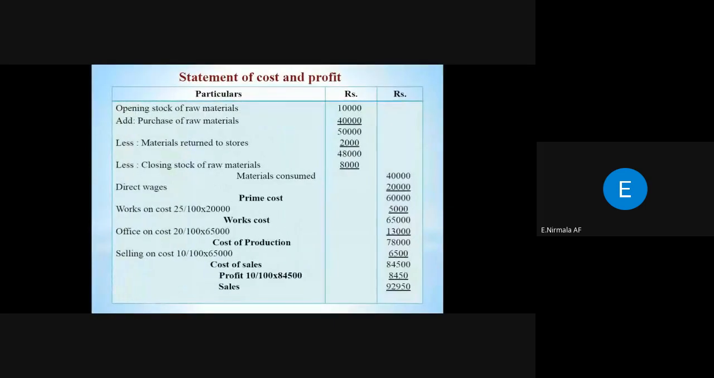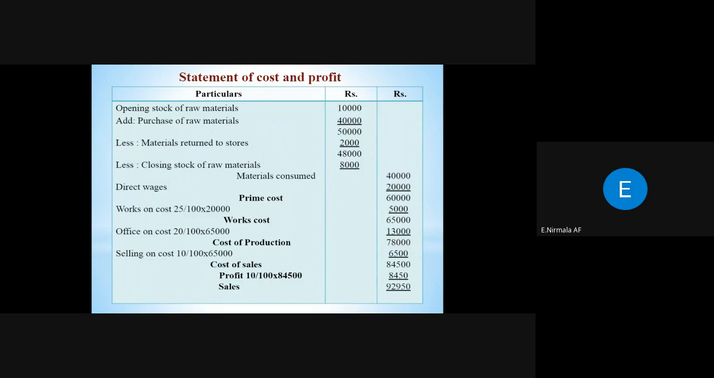Now solution. Statement of cost and profit. First one, opening stock of raw material. You have to add purchases and you have to deduct the material you returned to stores, right? That you have to deduct, and you have to deduct the closing stock of raw material. So we will get cost of material consumed of rupees 40,000. In this question, we don't have direct material. We have only opening stock, closing stock, purchases. So we have to calculate like that. Next one, we have direct wages. So direct wages of rupees 20,000. Then the prime cost is 60,000.